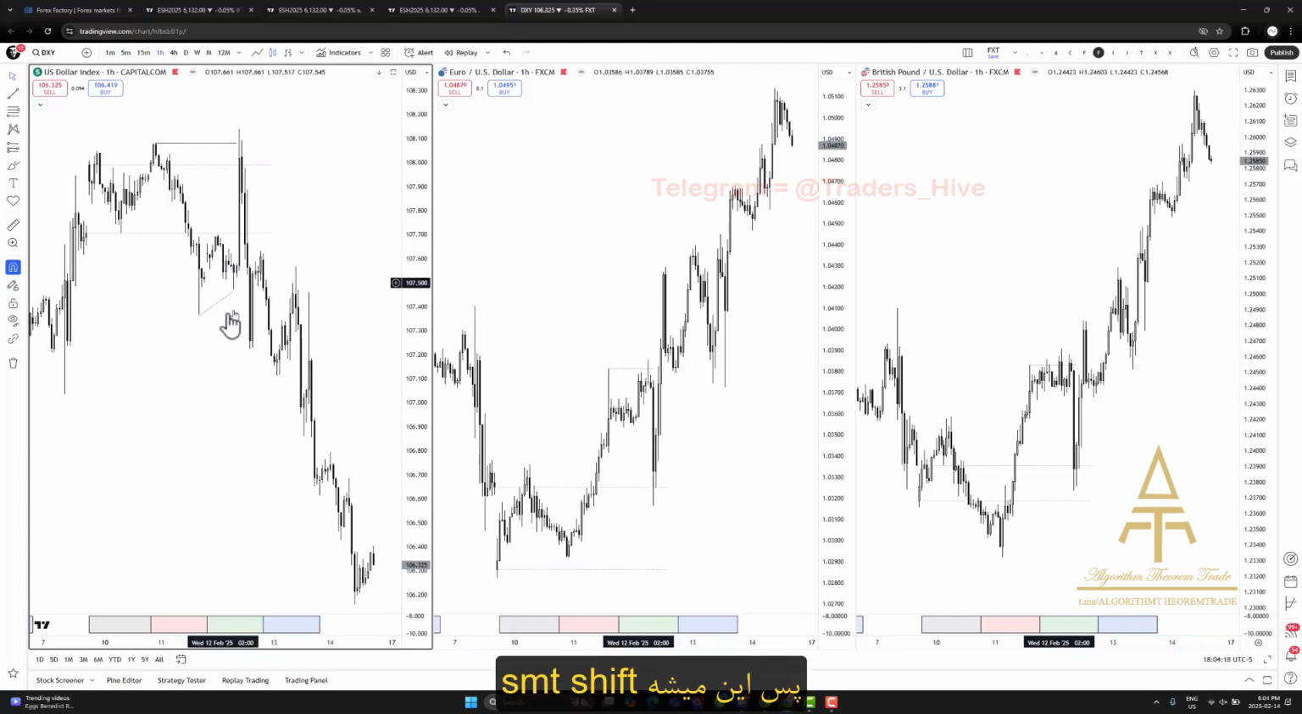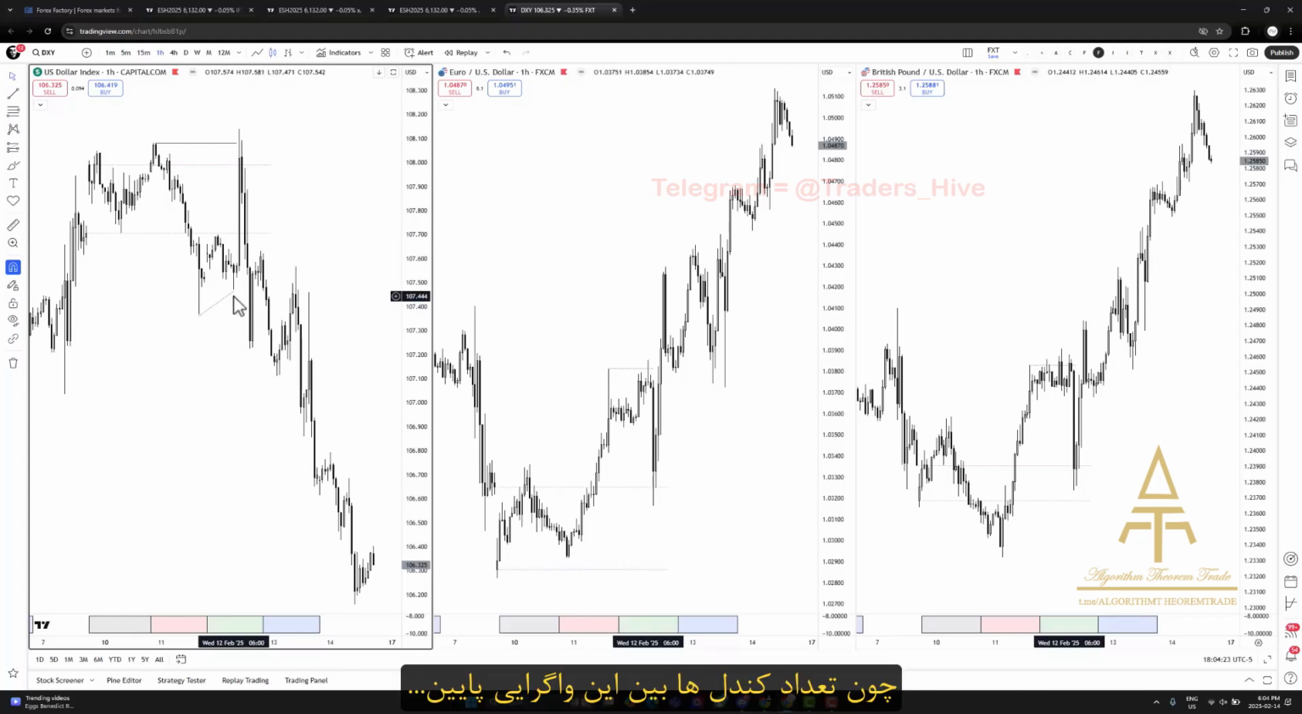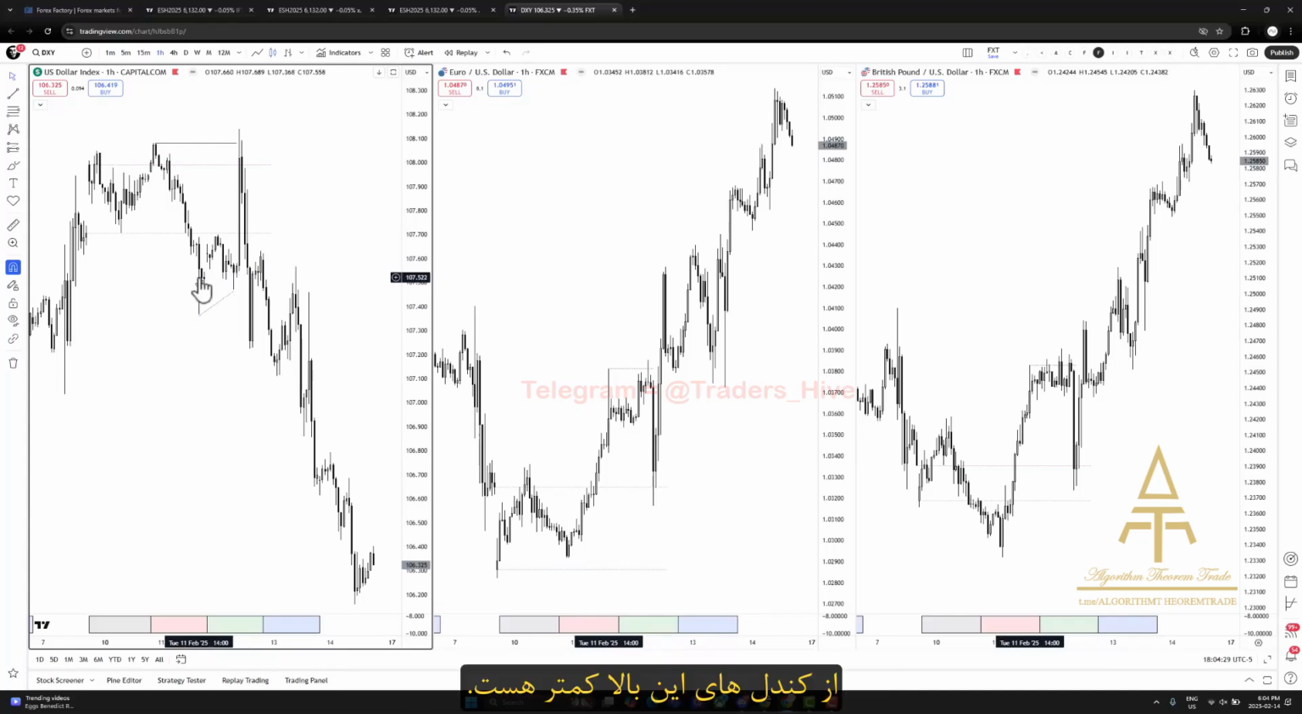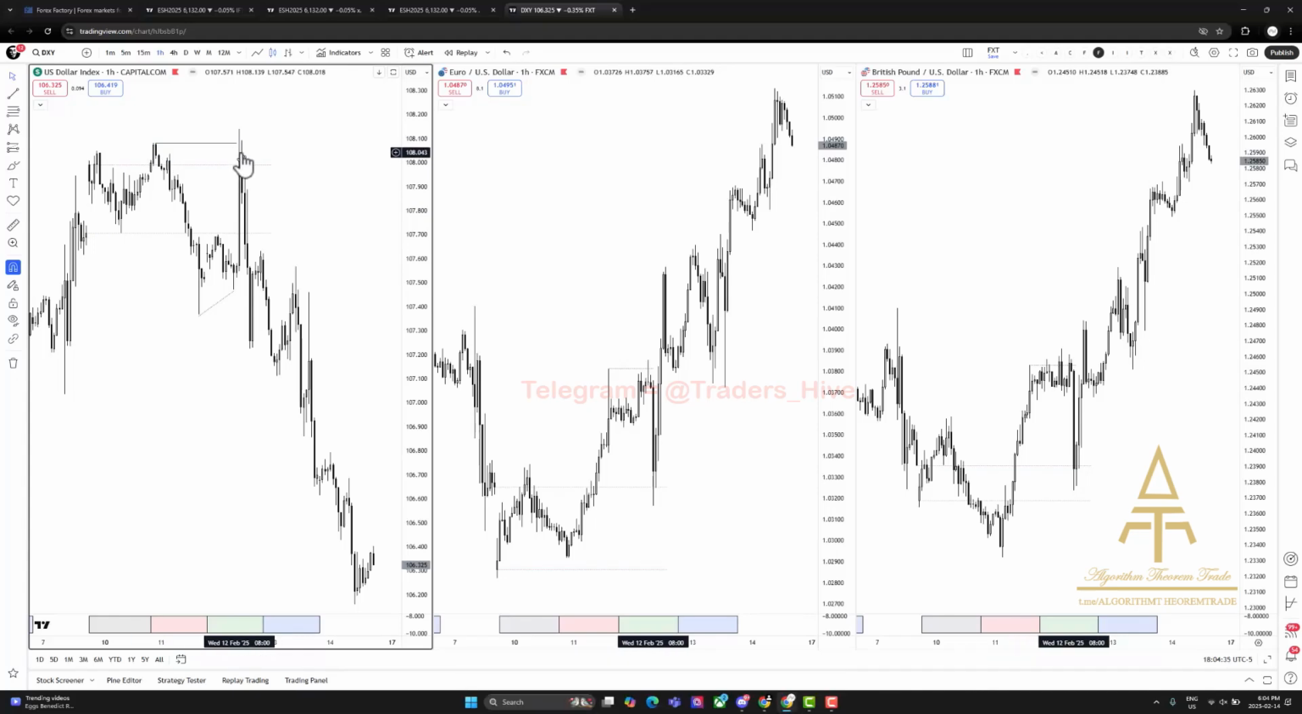So again, this is what you would call an SMT shift, just due to the fact that the number of candles in between this candle and this candle is less than the number of candles between this one and this one. That should be pretty easy to understand, right? Pretty easy to understand.